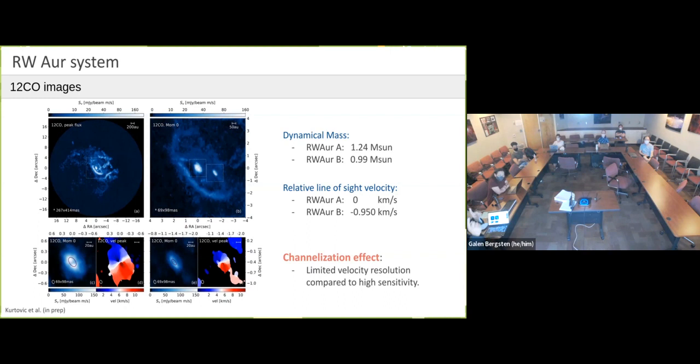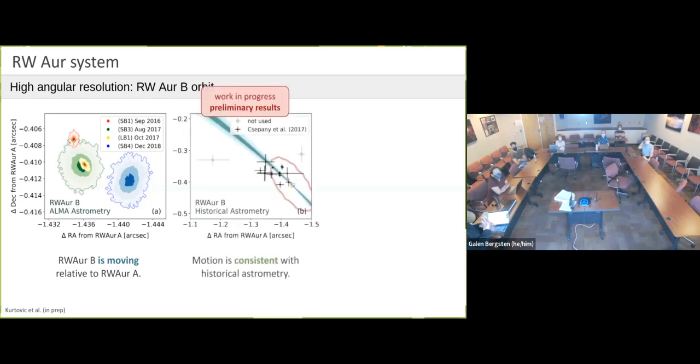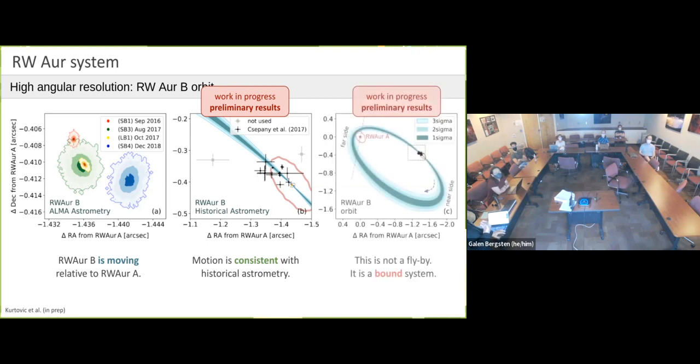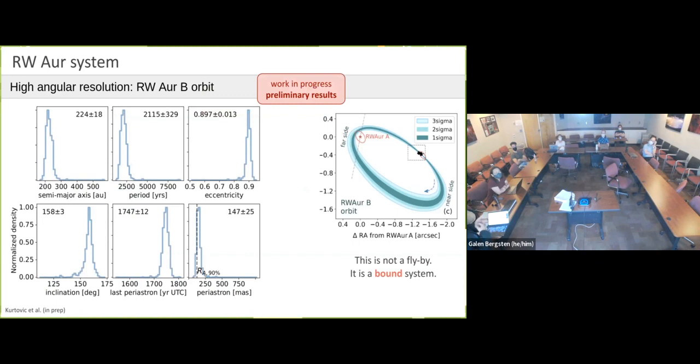So we know that B is coming closer towards us, at 1 kilometer per second compared to A. Now we have the astrometry, we have the masses of the system, we have the relative line of sight velocity. We can combine that with the historical astrometry of RW Aur B, and now we're able to draw the orbit of B around A. And what we find is that the last time they interacted, it seems like it wasn't a hyperbolic flyby. Last time that they interacted, it was as part of a bound orbit.